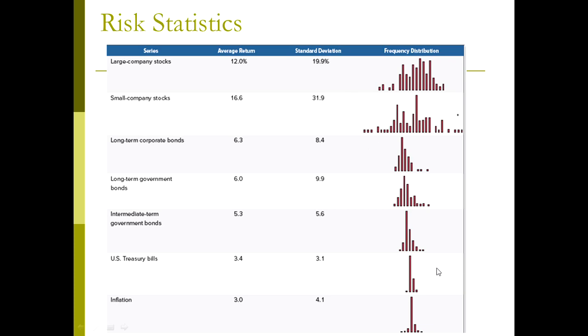While on the other side, we look at the U.S. Treasury bills and the government Treasury bonds. The distribution is very skinny compared to the stocks. The stock returns are very fat, very wide, while for the bonds and the T-bills, the return distribution is very tall and very skinny. So the standard deviation is very low, 3%, 6% compared to 20 and 30%.